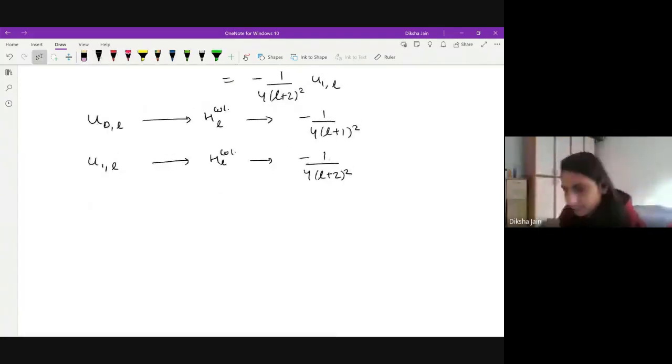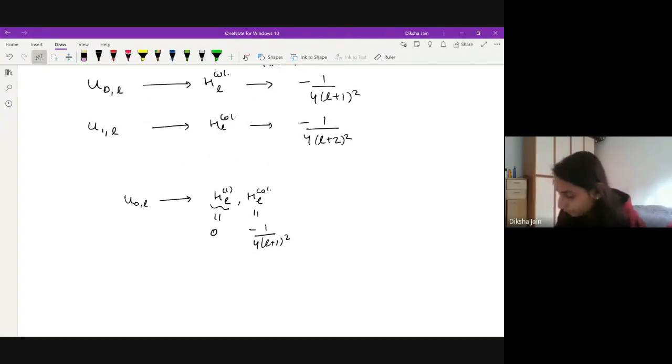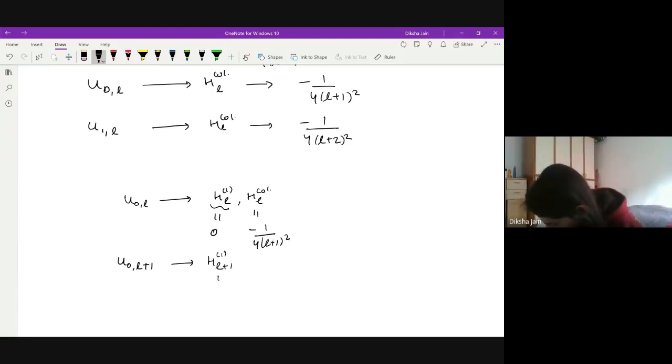And I can explain the thing again. So what was the thing? U0 of L was eigenstate of H1 of L and also of H coulomb of L. The energy under H1 of L was 0, but the energy under H coulomb of L was minus 1 over 4 (L plus 1) square. Then you found that U0 of L plus 1 is zero energy state of H1 of L plus 1, but under H2 of L, this is again an eigenstate of H2 of L, with energy 1 by 4 (L plus 1) square minus 1 by 4 (L plus 2) square.